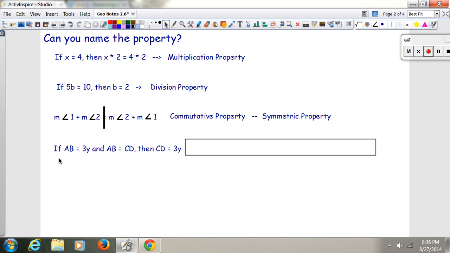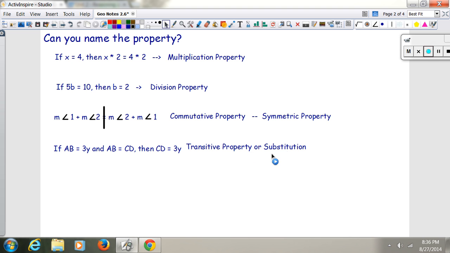And your last one, if AB equals 3y and AB equals CD, so that means that CD is equaling AB and 3y is also equaling AB, then these two, 3y and CD, have to also equal. We call that transitive property. You could also call it substitution because of the equal pieces, but transitive property would be more common there. So hopefully you got those right.